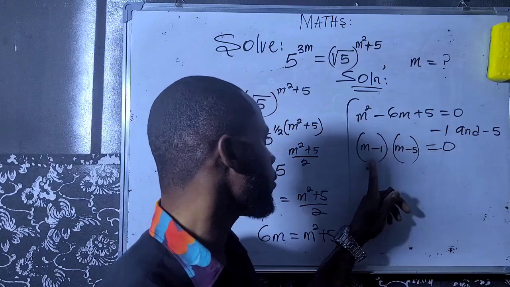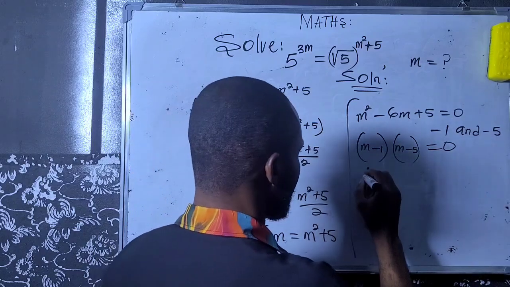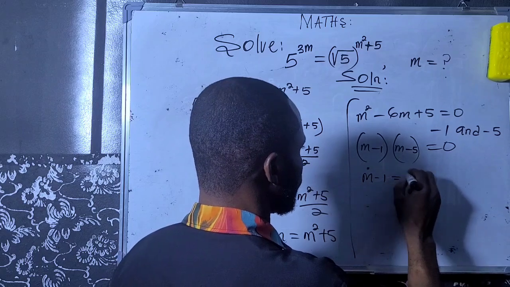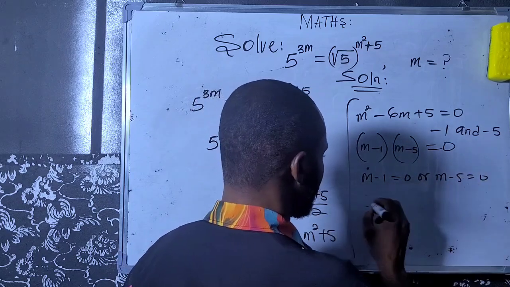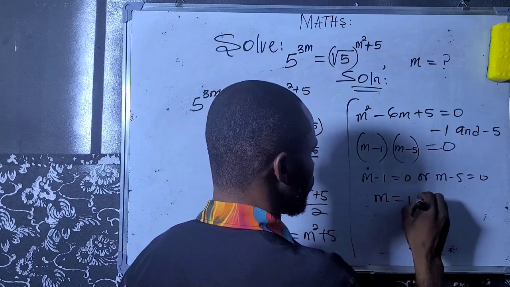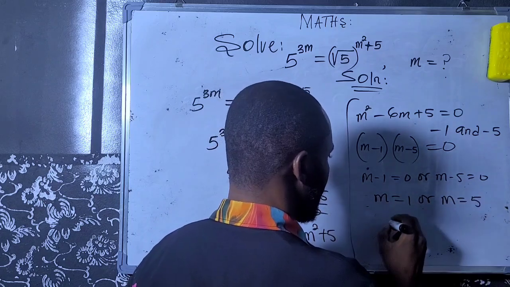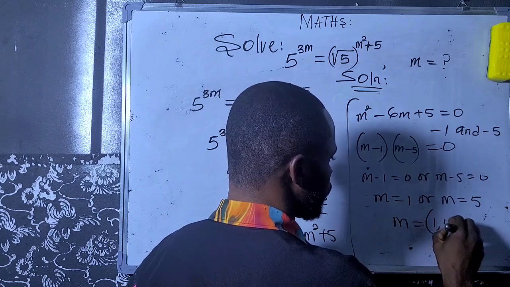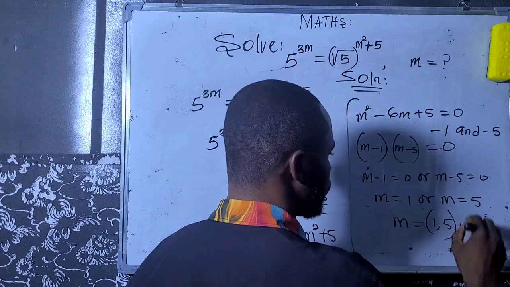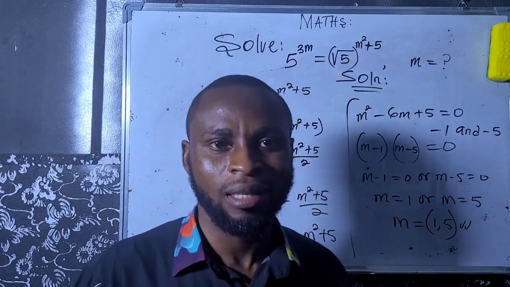Then it is either this equals 0 or this equals 0. Therefore, we have that m minus 1 equals 0 or m minus 5 equals 0. Therefore, m equals 1 or m equals 5. And these are the possible values of m that will satisfy this given exponential equation.